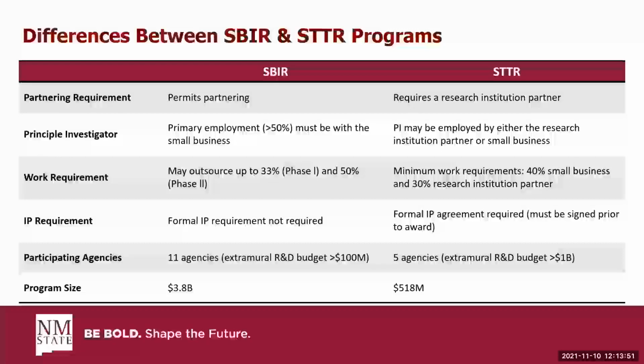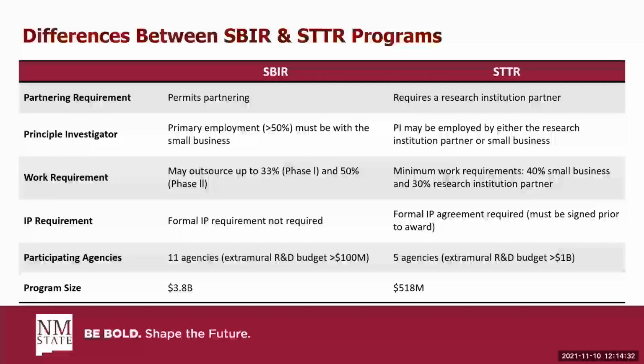The PI, there are some differences as well. For SBIR, the primary employment must be with the small business. So this gets a little tricky when people going after an SBIR say they want to partner with a university and work with the faculty. It gets tricky because that faculty member, if they are PI, has to be over 50% with the small business. In STTR, there's a little bit more flexibility. The PI may be employed by either the research institution partner or the small business. So if you want to work with a university or a lab, we generally try to drive businesses towards STTR. It's a little bit easier.